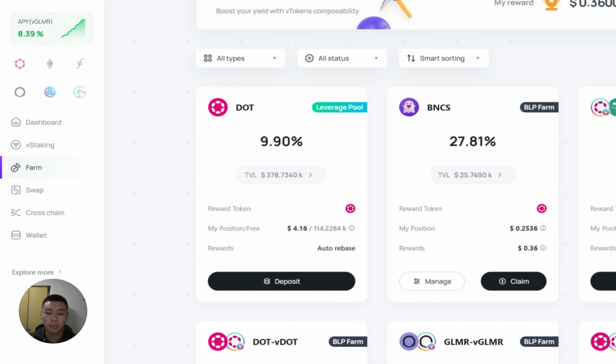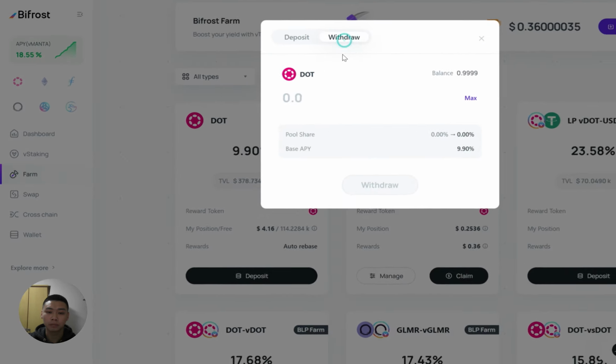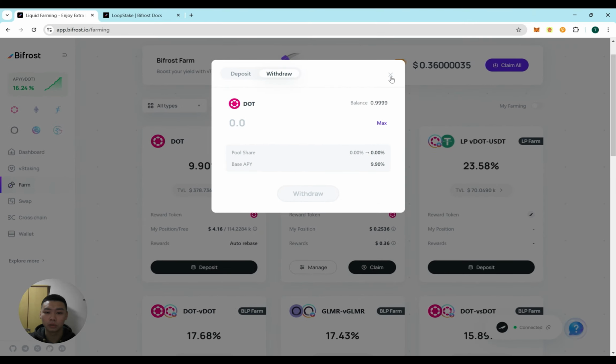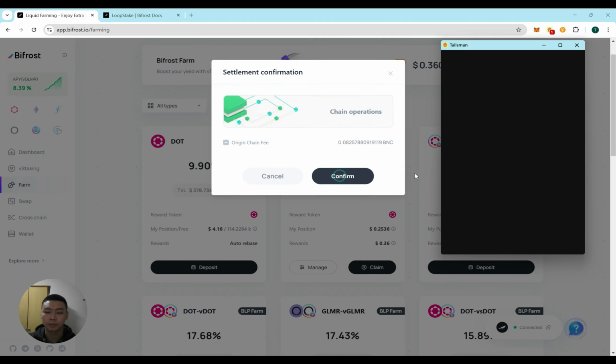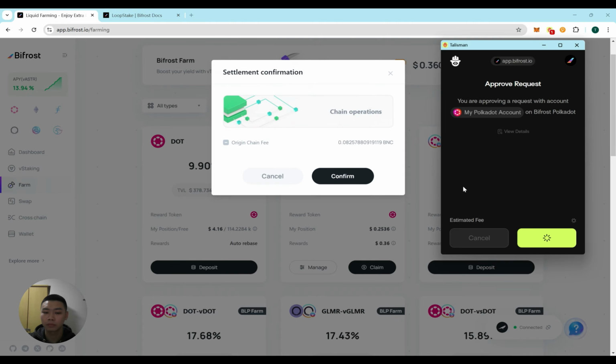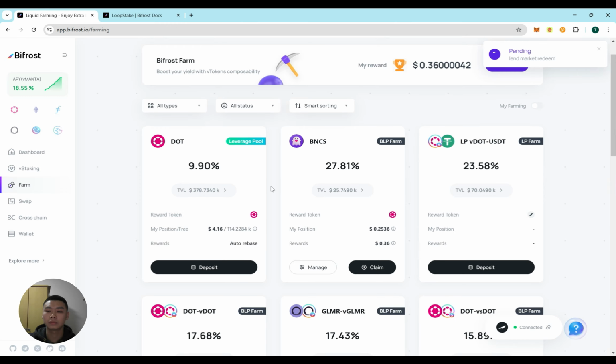The auto rebate means that when you withdraw your position, the reward will be included in your position. This is how you can operate the withdrawal. Also click the deposit, go to withdraw, and input the number that you want to withdraw. Yeah, so this is how this works.